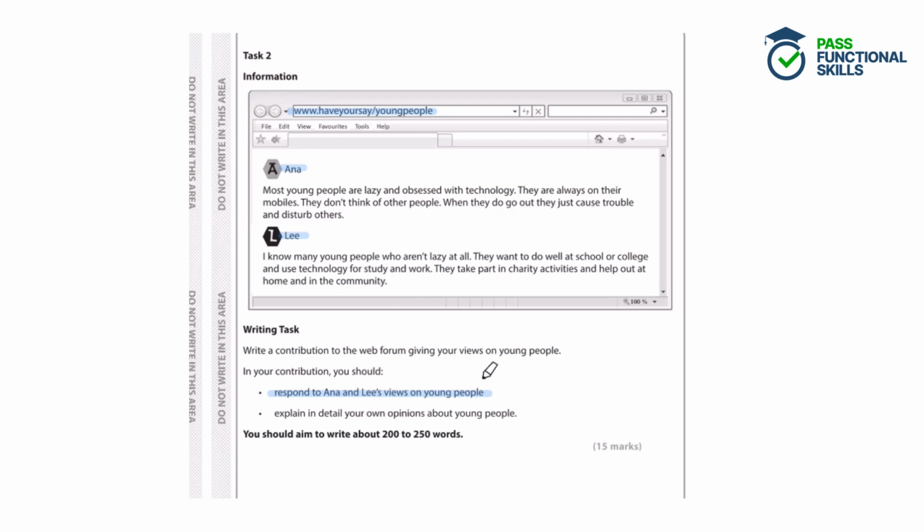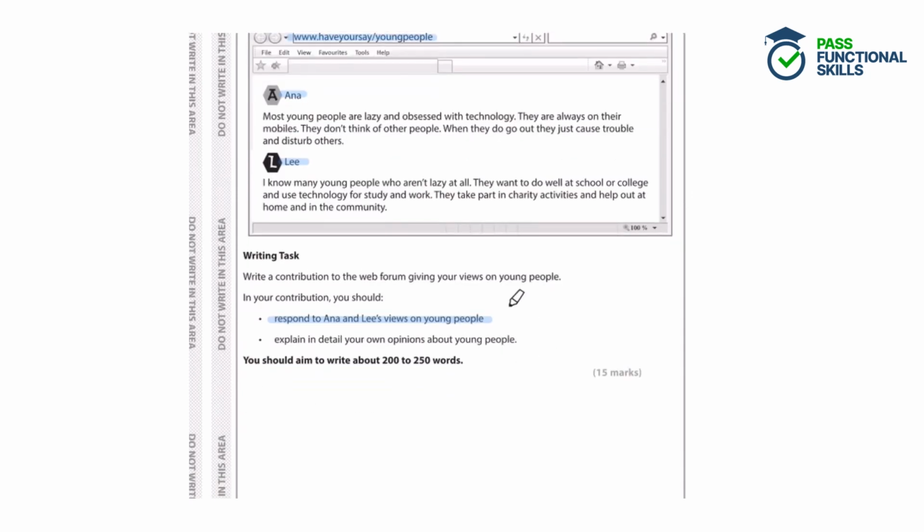Whereas Lee has a very positive view, says that they're not lazy, they're using technology effectively for study and work, and they are doing things to help out in their communities. So we have to make a decision on who we agree with. We could give quite a balanced argument and then come to a conclusion. And then we have to give explanation for our reasoning for why we think that young people are either lazy and obsessed with technology or not lazy and use technology really well. And we've got 200 to 250 words to do this.